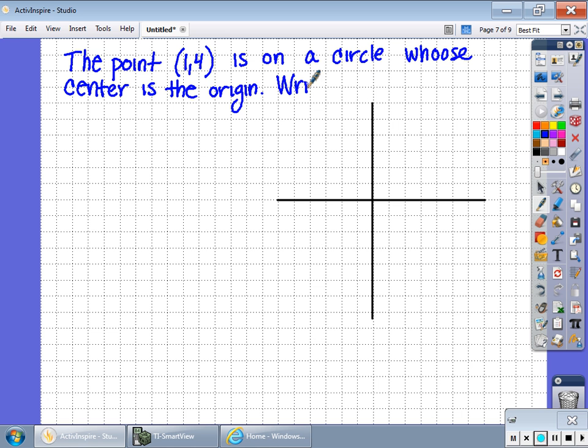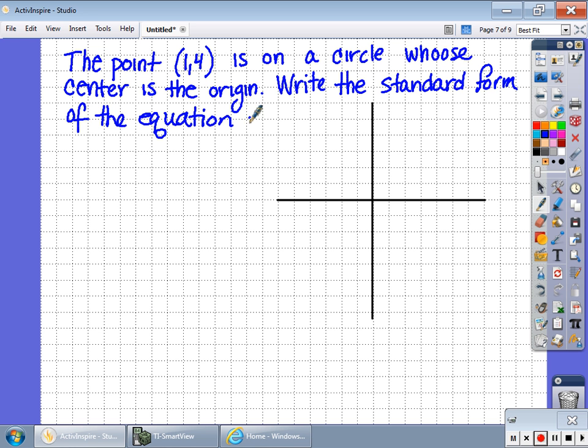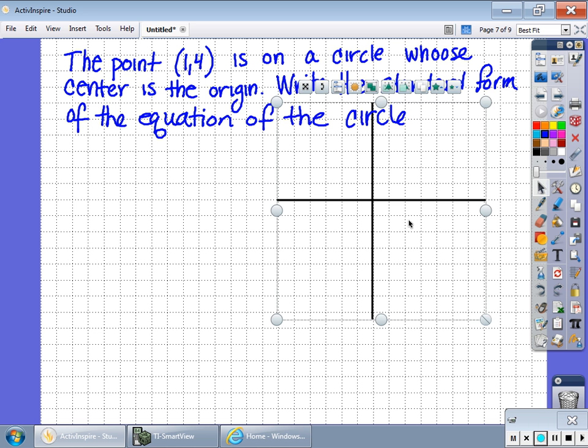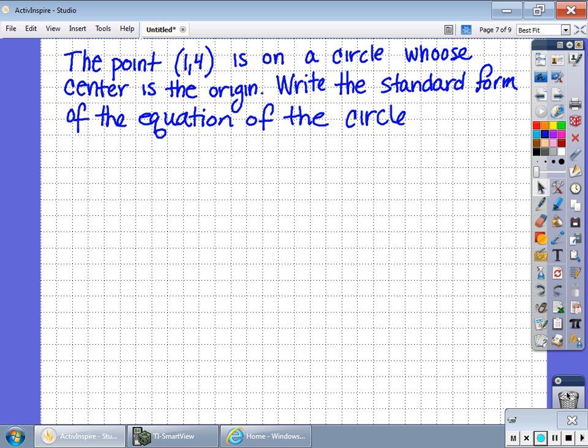Okay, right. The standard form of the equation of the circle. It's not asking me to graph, so I don't technically need these two axes. I'm going to go ahead and take those away. There they go. And now we need to know, okay, well, where do we begin?